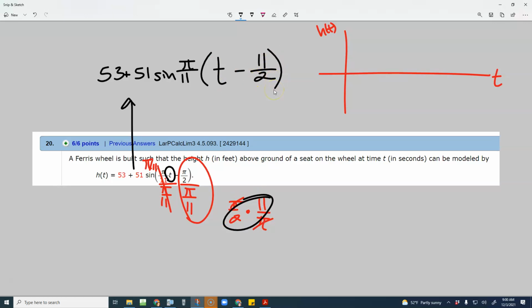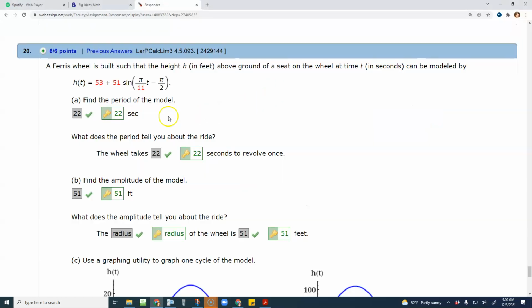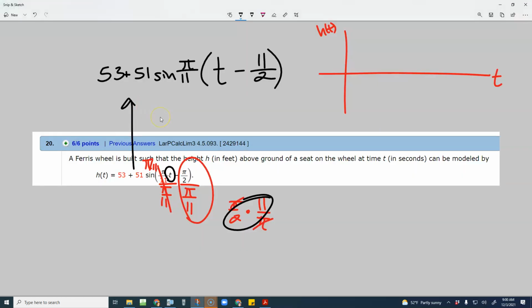And I can break this down however they want me to. So when they ask me in letter A for something like the period, I say, oh, there's a formula for that. You should know this formula. What is period? 2 pi over b, or 2 pi divided by b, which is the same thing as 2 pi times the reciprocal of b, which would be 11 over pi. So every 22, they're going to make it all the way around the Ferris wheel.